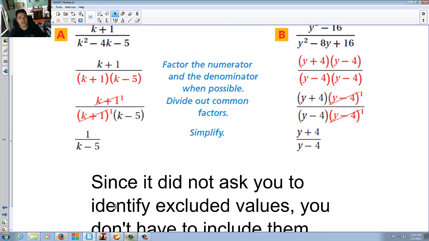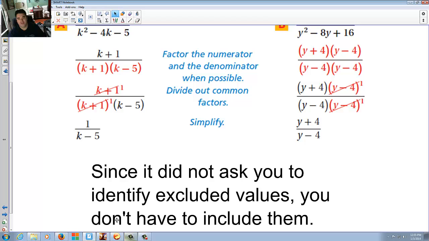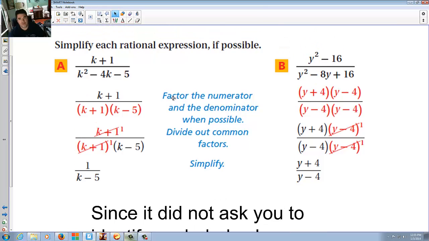Now notice how they did not ask me to identify excluded values, so you don't have to include them. On your homework, if you do, that's certainly fine. That's not a problem if you do. If you don't, if it doesn't ask for it and you don't put it, that's fine. But to be safe, you might want to put them just in case.